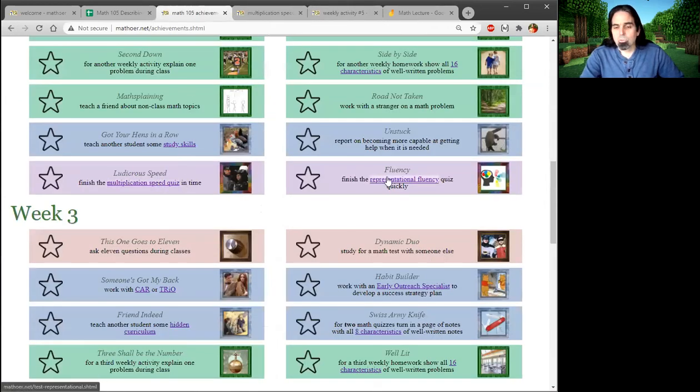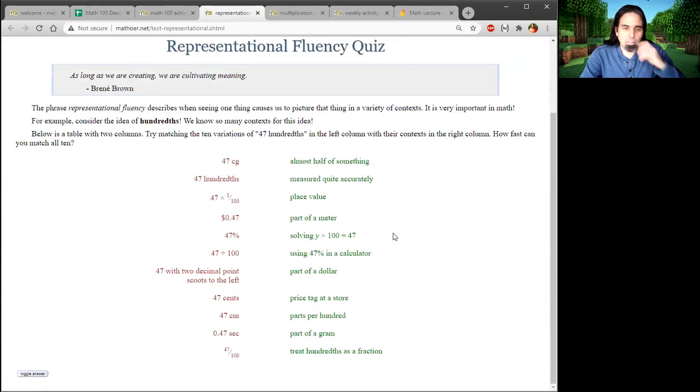The representational fluency quiz is very different. The idea of what a hundredths is surprisingly robust. So here are 10 different ideas of what 47 hundredths could be that you already know. So this is just a matching activity.